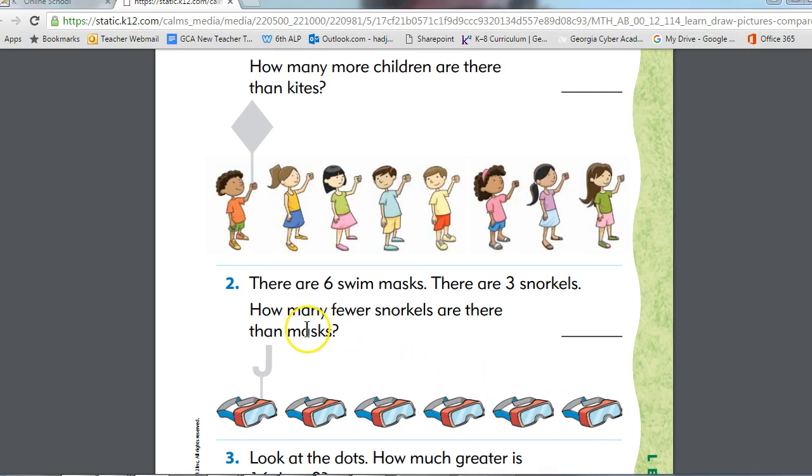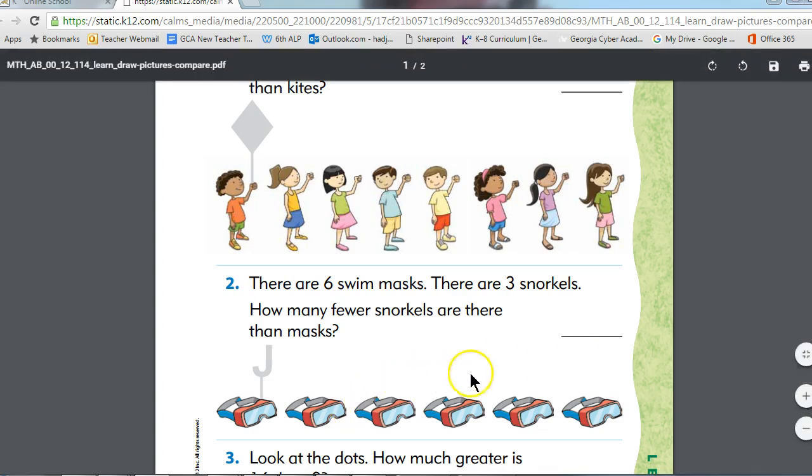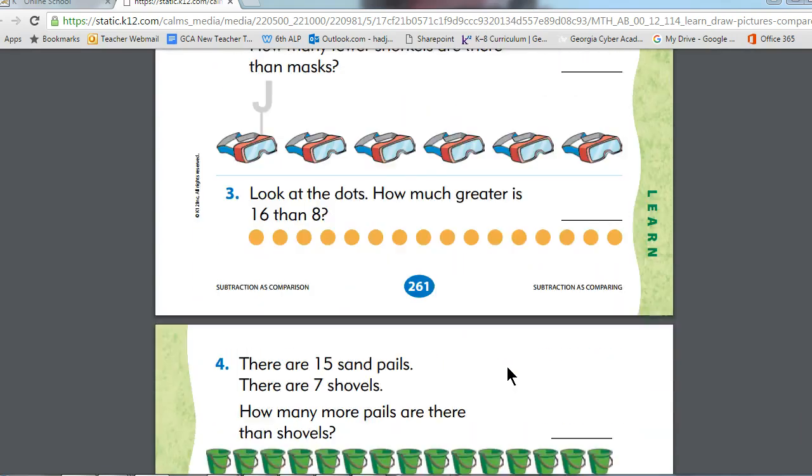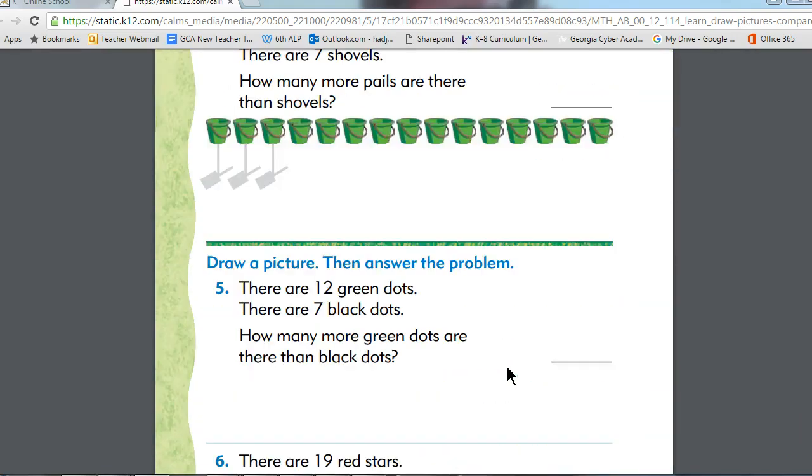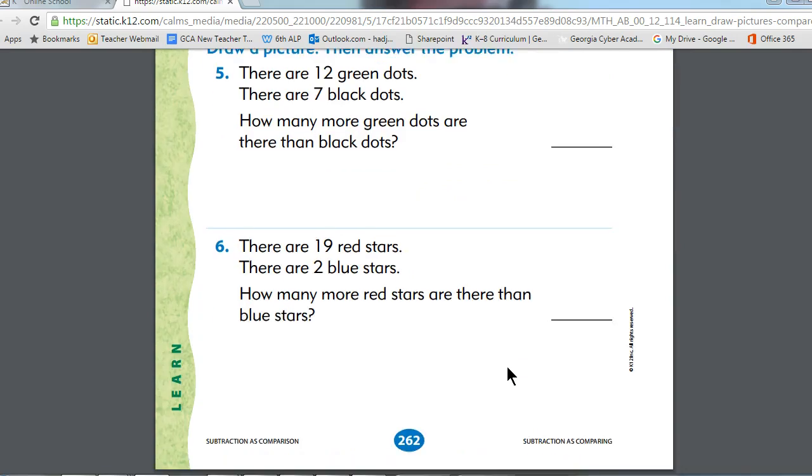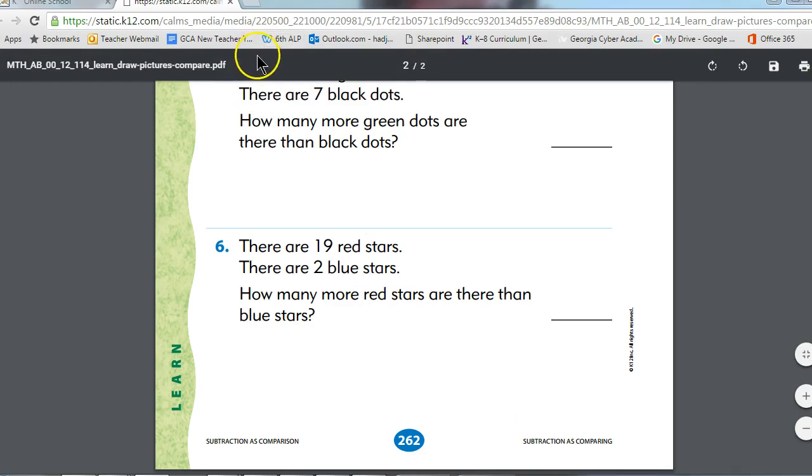But let's look back at our question. It didn't say how many more, it said how many fewer snorkels. But guess what? That is the same answer. Remember, how many more and how many fewer are going to be the same answer because there were fewer snorkels than your masks. Go ahead and complete page 261 and 262. Pause your video while you complete those pages, please.